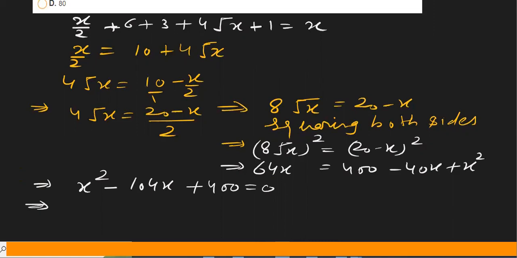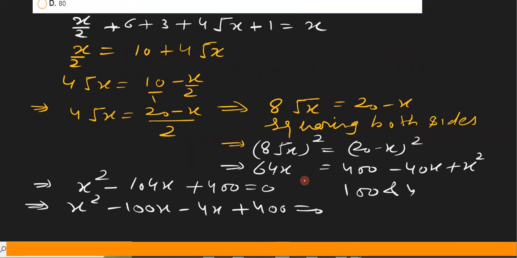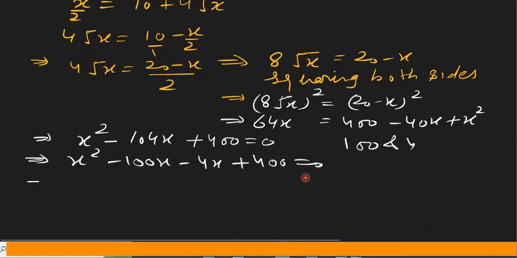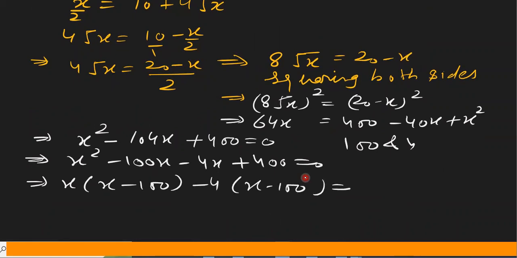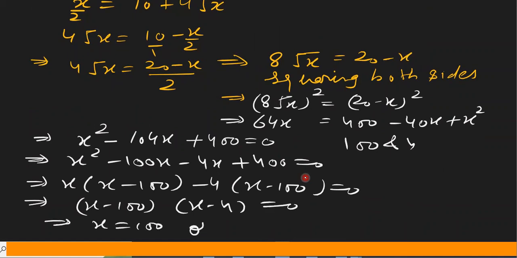Product should be 400 and sum should be 104. So we can take 104. So writing x square minus 100x minus 4x plus 400 is equal to 0. Further, taking x common, x minus 100, taking 4 common, that is 0. Again, taking x minus 100 common, x minus 4 is equal to 0. So x is equal to 100 or x is equal to 4.